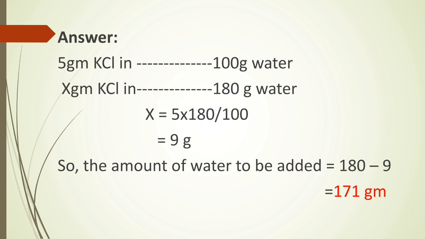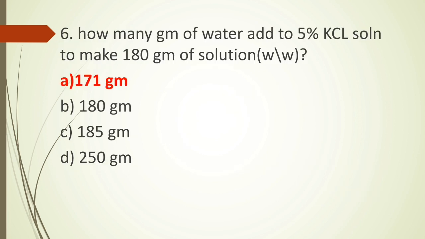to make 180 gram of solution. So as I said before, we have to read the question very thoroughly, because it's very important, otherwise you will make a lot of mistakes. And if we understand the question, it's very easy to score. So here the correct option is option A: 171 gram of water is required to make 180 gram of solution.